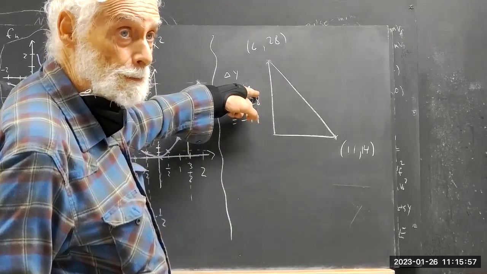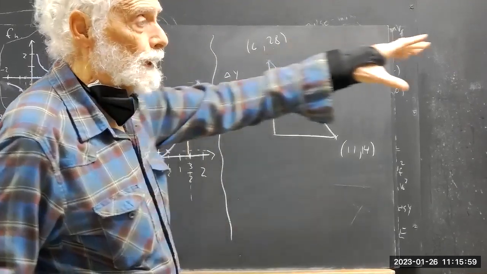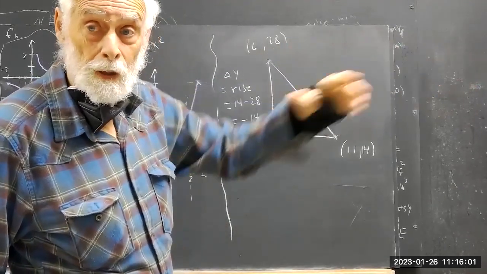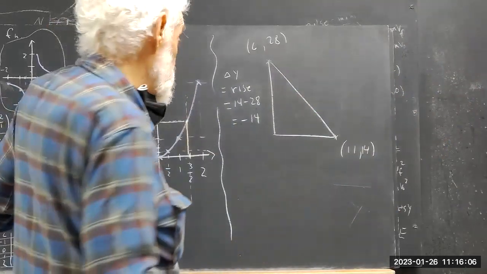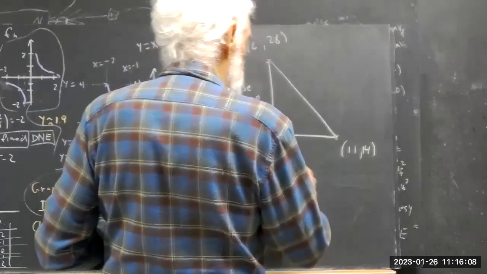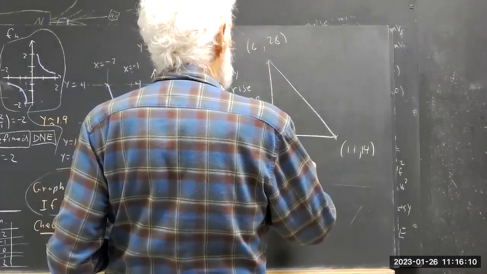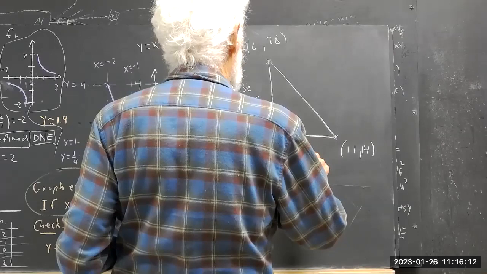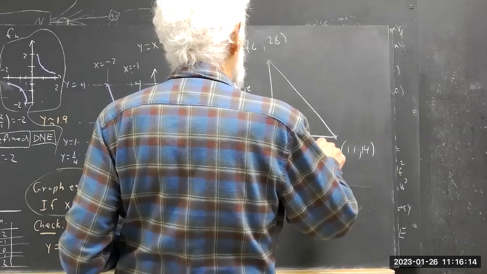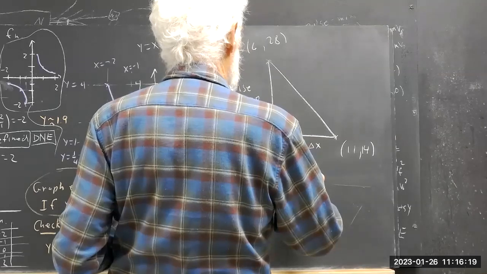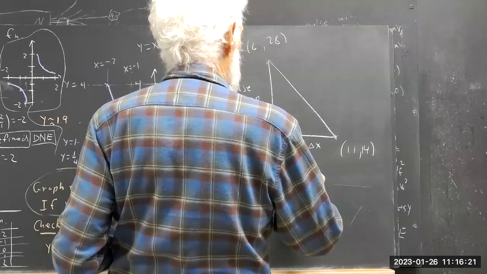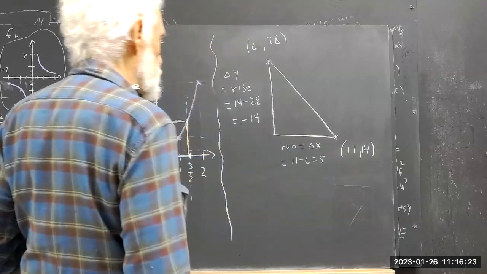It's a small triangle. And then maybe off to the side someplace, not right on the triangle, do the calculation. Okay. And identify it. And do it in an organized fashion. And run, which is the change in X: 11 minus 6 equals 5.